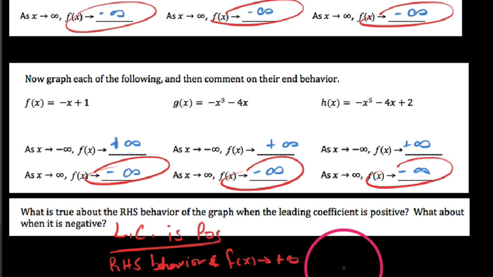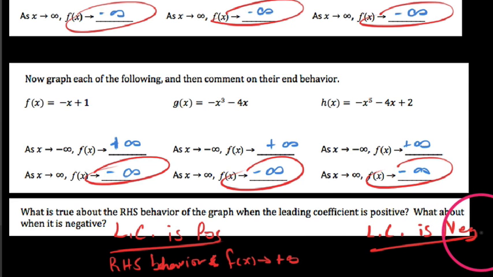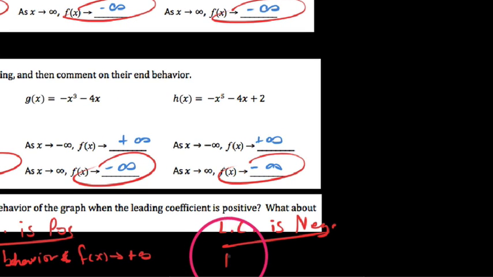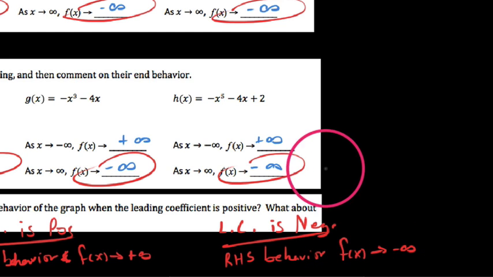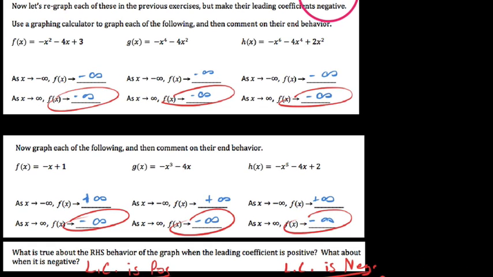So basically, the leading coefficient, whether it's positive or negative, tells you whether the right-hand side of your graph is going to rise or fall. So when it's negative, we say the right-hand side behavior is that f of x goes to negative infinity. So putting this together, we could always determine the end behavior of your graph before you even graph it.